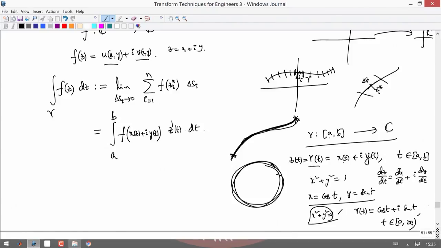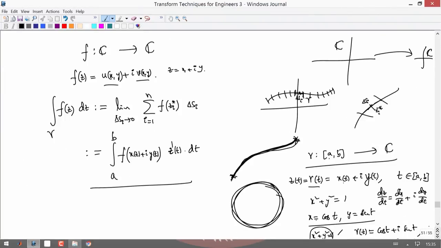This integral, this is the meaning. So this is the definition. This equivalence you can easily see just by basic definition, you can come finally here, because of this parameterization. So if you have a complex valued function on a complex variable, and that integral means integral over a curve, f of z dz, meaning is the integral over its parameterization from A to B, and this is what you have.